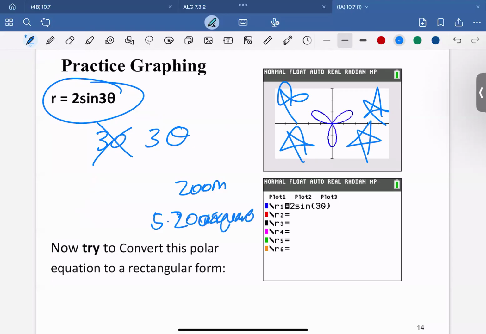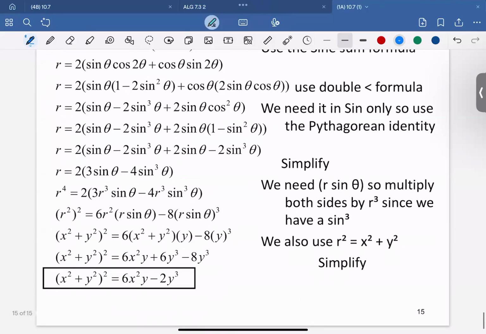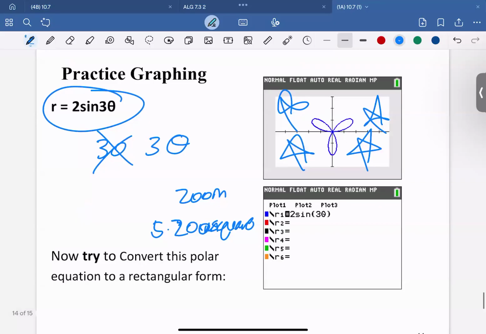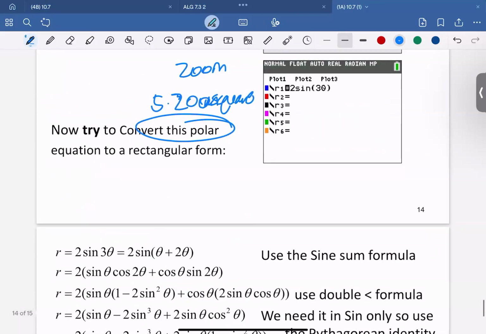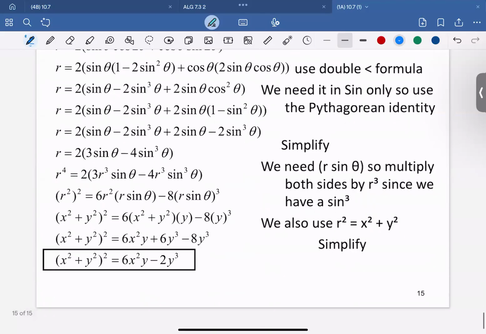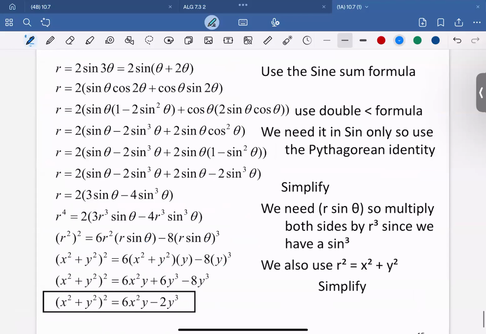All right, cool. That's the end. If you want extra practice, you can convert from this polar equation to rectangular. And all the steps are here for you to double check.